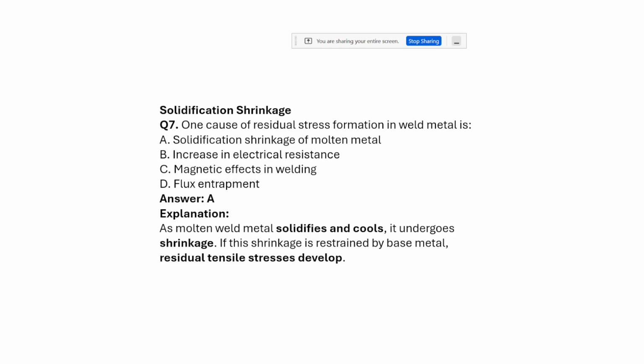Okay. One cause of the residual stresses formed in the weld metal is: solidification shrinking of the molten metal, increasing the electrical resistance, magnetic effects in the welding, or flux entrapment. I think it is also a similar type of question. The answer is solidification shrinking of the molten metal.